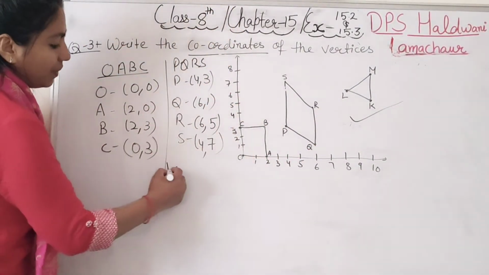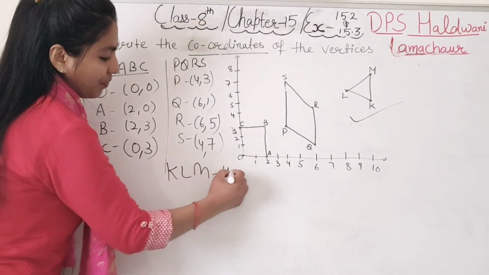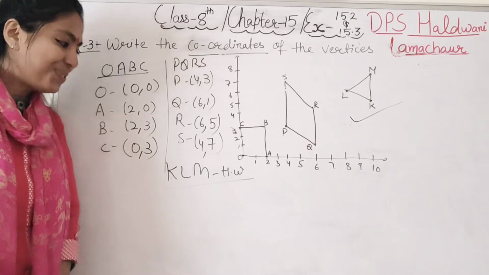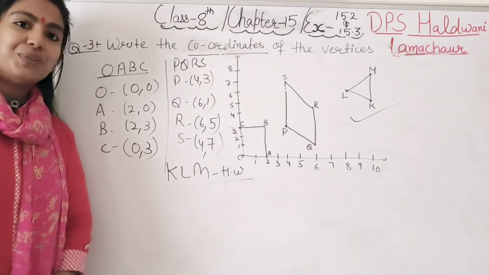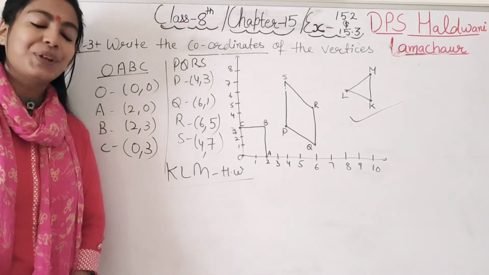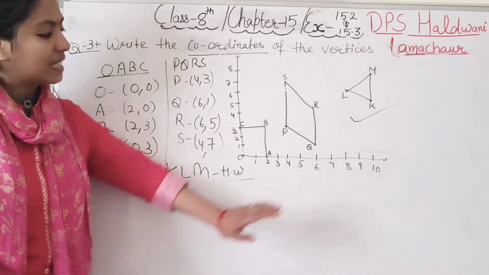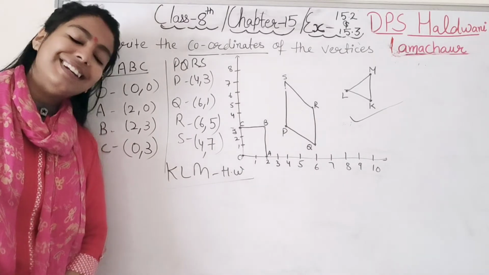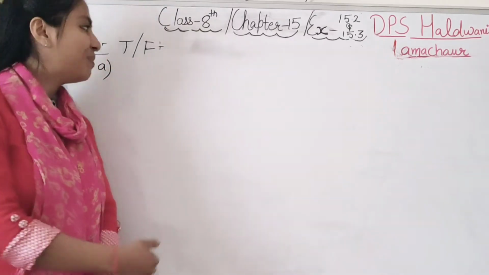One more figure you have is KLM. For that you can do it on your own. So this is homework for you, because you have to know how to write down the coordinates. Right, student? So a very simple question we have done in question number 3. We only have to write the coordinates after seeing the graph. Right? So this was about question number 3. Coming to our next question. Coming to our question number 4, student.